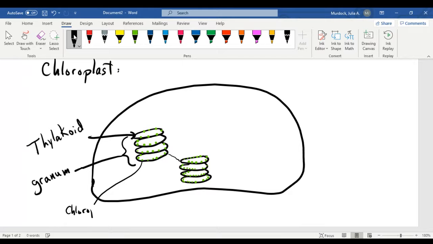The chlorophyll molecules, right, are right there, right there. And they're found inside the thylakoids, right? They kind of look like cookies. Okay, yeah, whatever you want to call them.